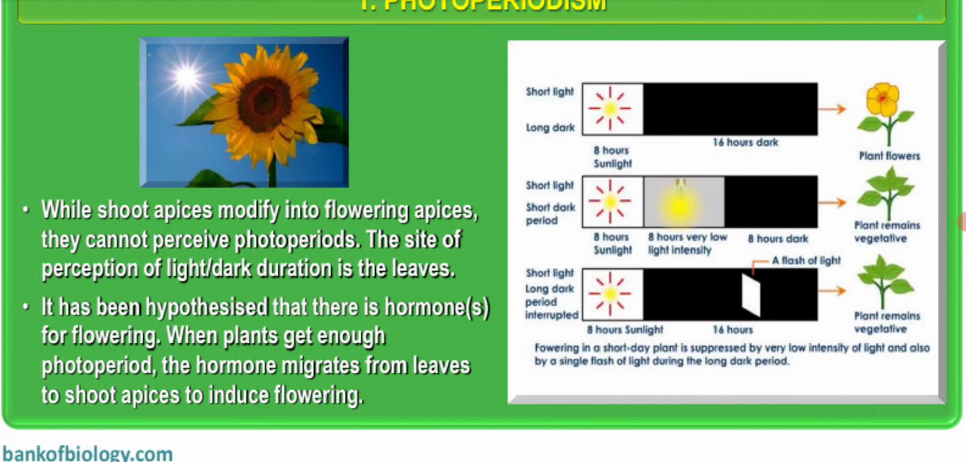While shoot apices are modified into flowering apices, they cannot perceive photoperiods. The site of perception of light and dark duration is in the leaves. It is a hypothesis that there is a hormone for flowering. When plants get enough photoperiod, the hormone migrates from leaves to shoot apices to induce flowering.